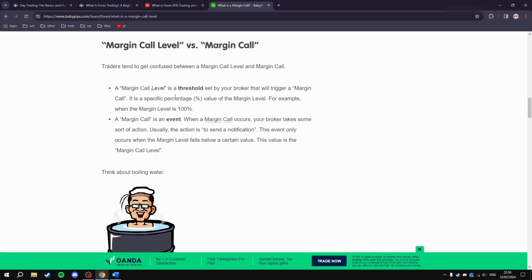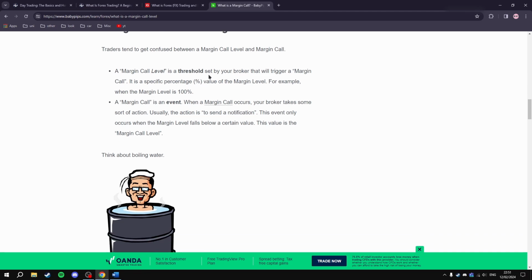Margin call level versus margin call. Traders tend to get confused between a margin call level and a margin call. A margin call level is a threshold set by your broker that will trigger a margin call. It is a specific percentage value of the margin level. For example, when the margin level is 100%.